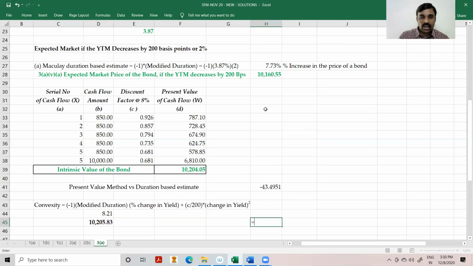But if you think of the present value difference, hardly anything. Look at this error. How much is the error? Hardly 1.78 is the difference. Look at this 43 difference and look at this 1 rupee difference for each bond. Duration estimate is wrong by 43 rupees. Duration is estimating 43 rupees less. Convexity is estimating 1 rupee more, or approximately 2 rupees. Look at the difference. How close the convexity is to the present value estimation and how far the duration is. Therefore, convexity is the better method of predicting the market price than the duration method.